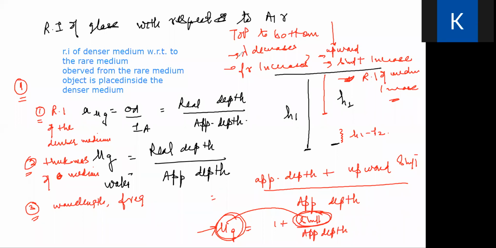Speak again. As we go from top to bottom, what changes? The frequency increases. Second point: lambda decreases. Lambda decreases, frequency increases, upward shift increases. Lateral displacement increases. Deviation increases. Delta increases. Speed decreases. Is that clear?